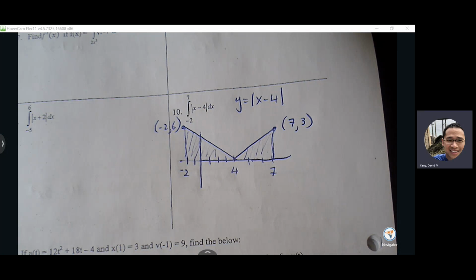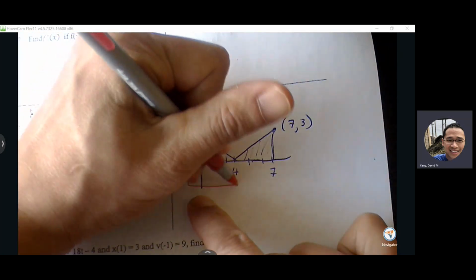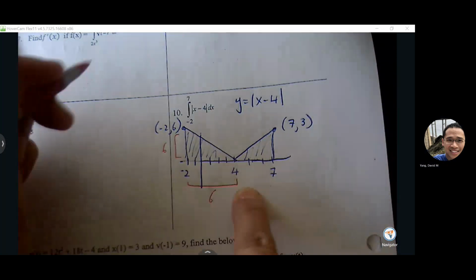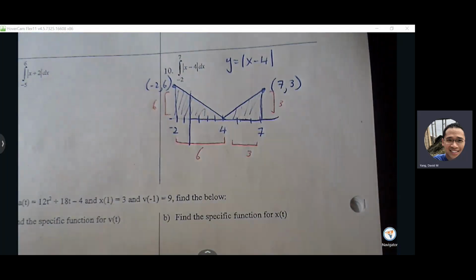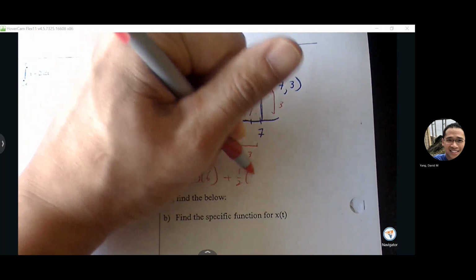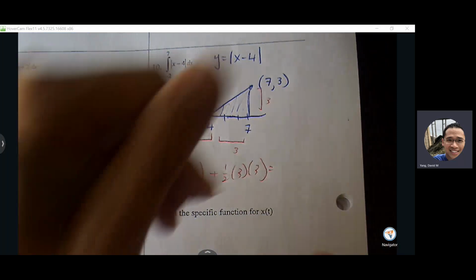Okay. So we're not going to have to do anything with power rule or splitting anything up. We just draw the picture and then just understand that the integral is the area. So we just find the dimensions of those two triangles. What's the width of this first triangle? 6. The height is also 6. Second triangle, width of 3, height of 3. And we do 1/2 base times height for both triangles. So 36 over 2 plus 9 over 2 is 45 over 2.